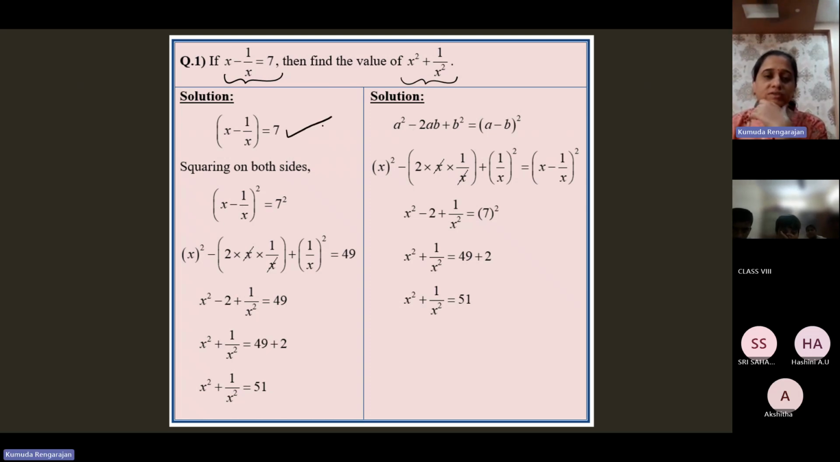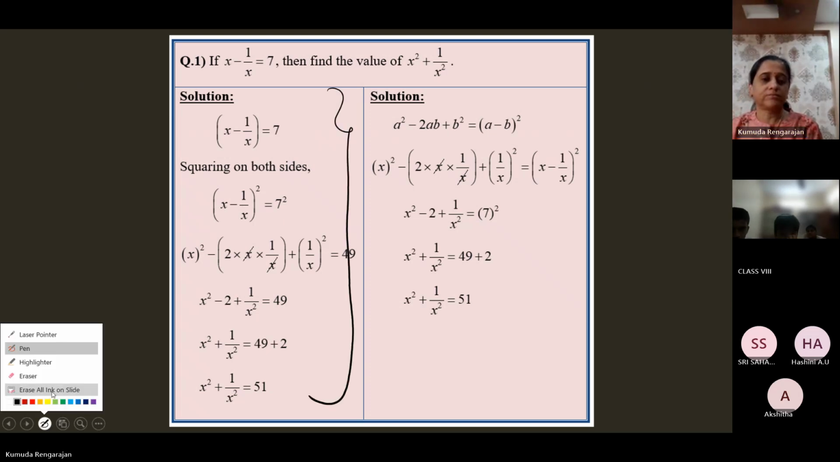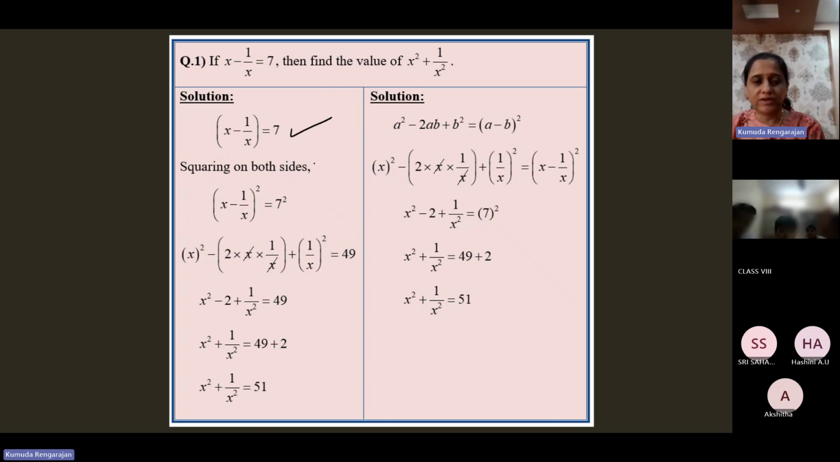Write down the equation given to you. Square on both sides. This is another method. In the second column, you see a different method. Okay, we'll understand this one first. So write the equation given to you and square on both the sides. That means x minus 1 by x the whole square is equal to 7 squared.